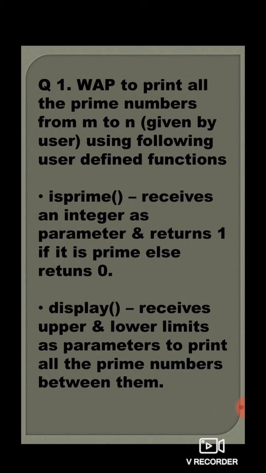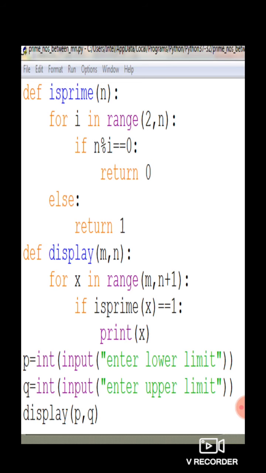And the second function is the display function, which will receive the upper limit and lower limit as parameters and print all the prime numbers between them. Okay, so we have to make use of these two functions to accomplish the task assigned by this question. So let us see the solution.